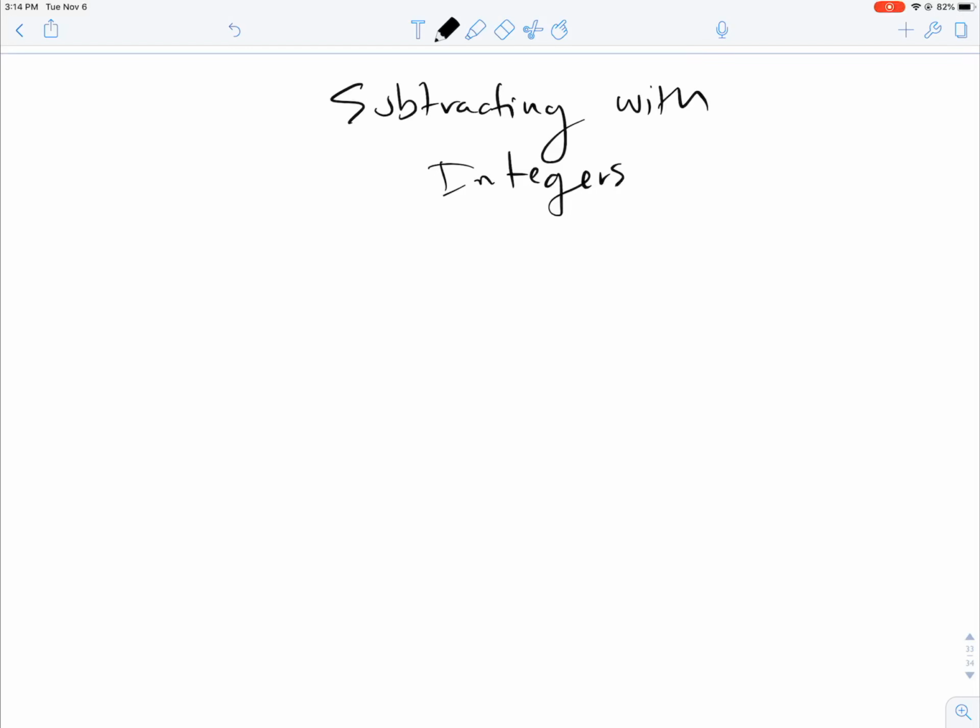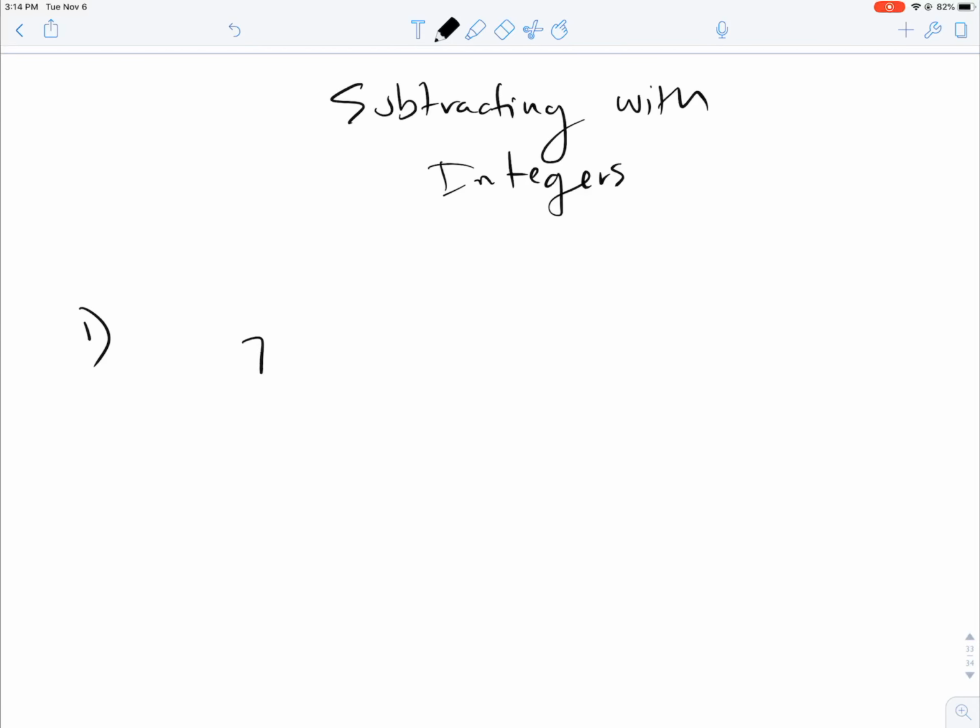Okay, here's a lesson on subtracting with integers. I'm going to start with simple problems, and then I will go on to more advanced. All right, so let's start with number 1, the first problem.